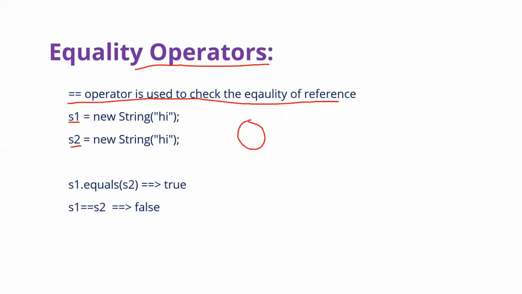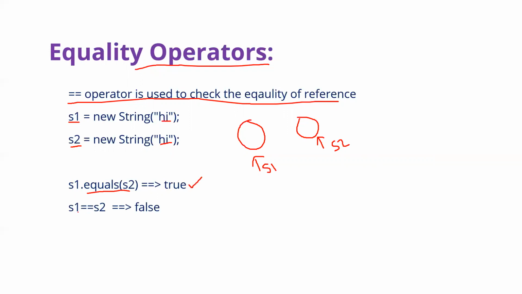This is the first string object and this is the second string object. Both are different memory locations. This is pointed to by s1 and this is pointed to by s2. Both are pointing to different memory locations. But both have the same content, right? The first string has the content hi, and the second string is also hi. Whenever I apply s1.equals(s2), here the content will be checked. Hi, hi, both are equal, so we will get true.